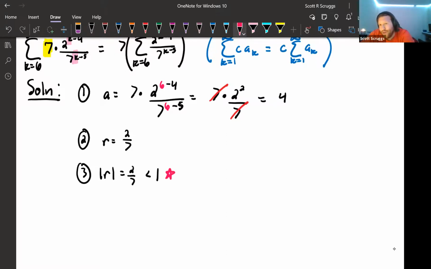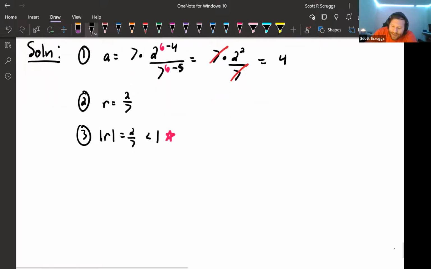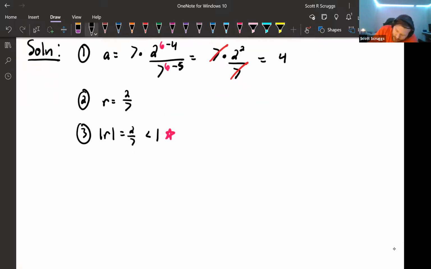I now showed it's a geometric series, common factor of 4 or 4/7, so you factored that 7 out at the beginning. Common ratio is 2/7. And if I took the absolute value, it's going to be strictly less than 1. So your series is going to converge by geometric series test. So I'm going to state a conclusion about that.